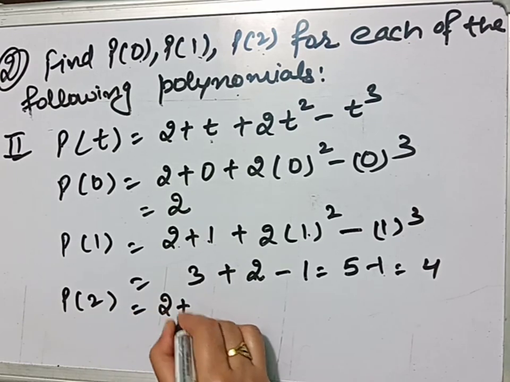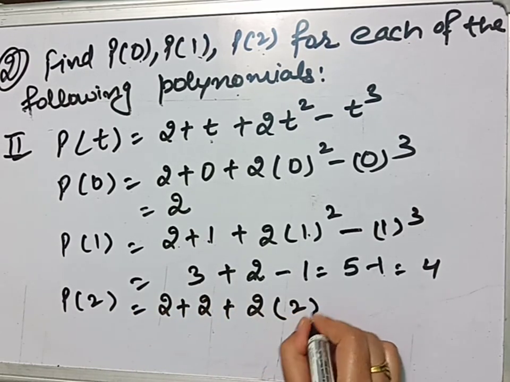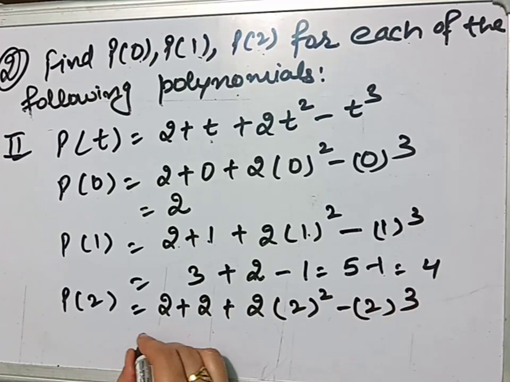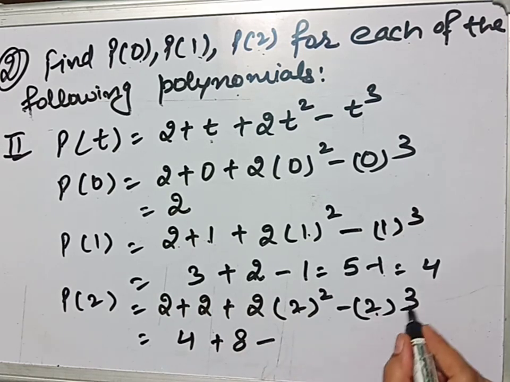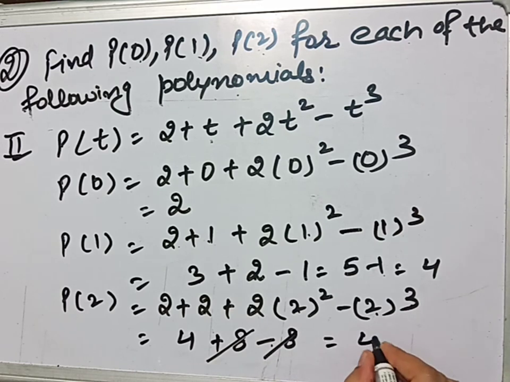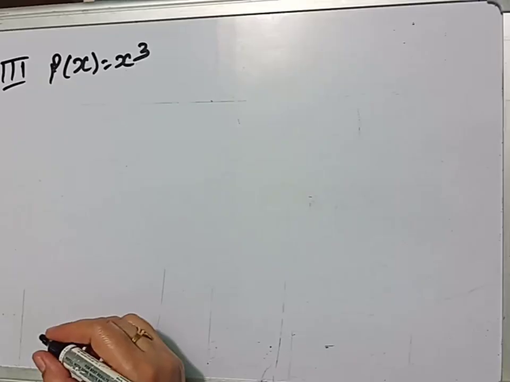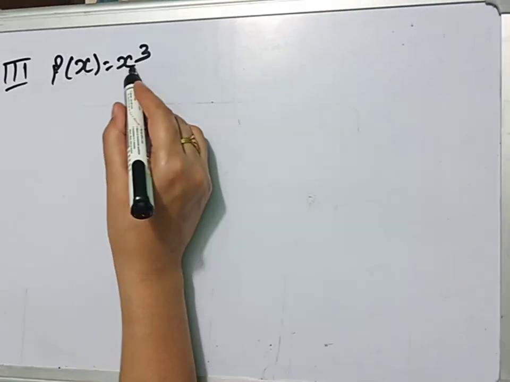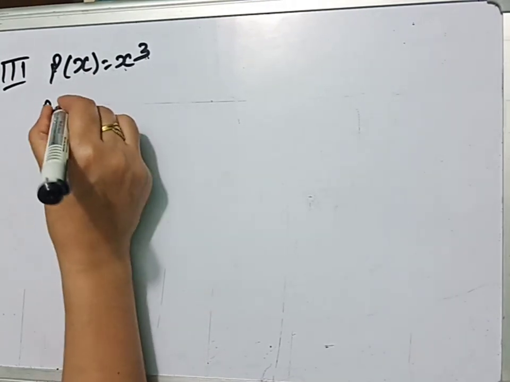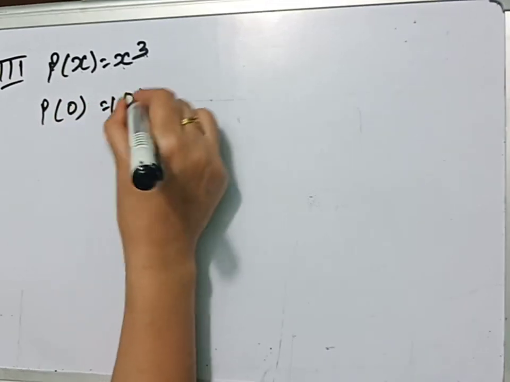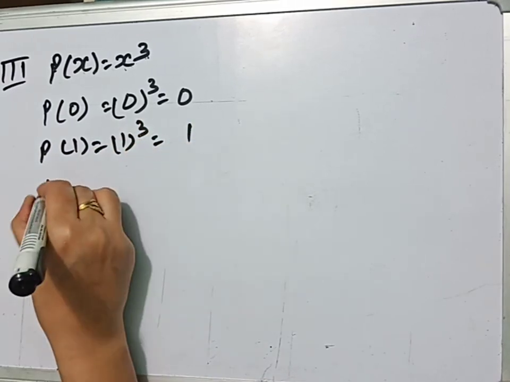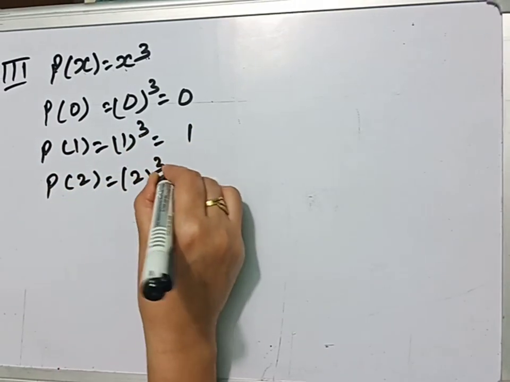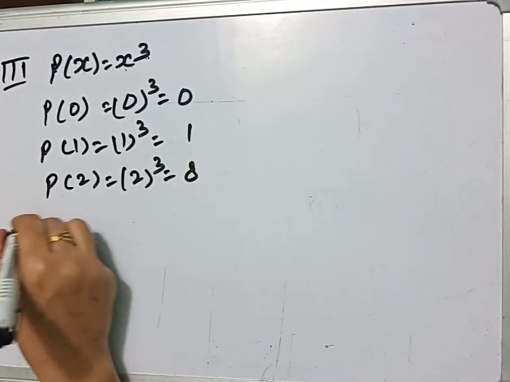p(2), 2 plus 2 plus 2 into 2 square minus 2 cube. 2 plus 2, 4 plus 2 square 4, 4 2s are 8. 2 cube 8. Now positive 8 and negative 8 cancelled. Answer is 4. Third part is p(x) is equal to x cube. Now put the value of x is 0. 0 cube 0. p(1), 1 cube 1. p(2), 2 cube is 8. Very easy question.